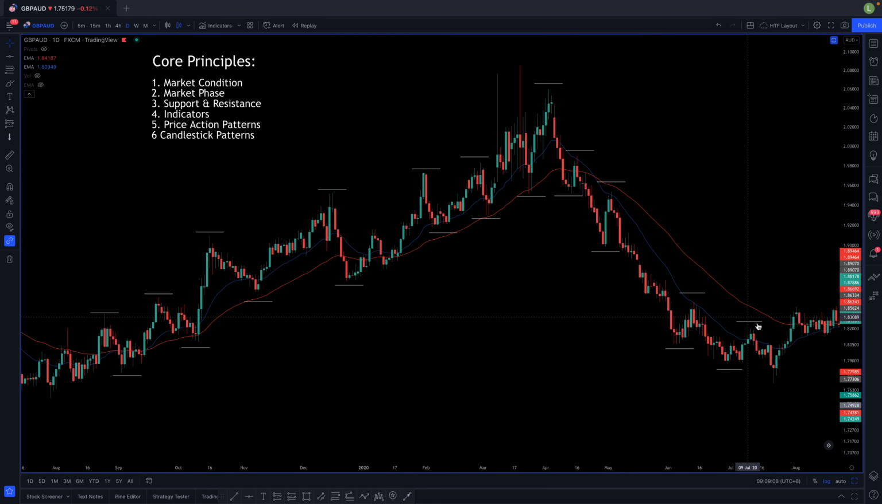Now, the 50 EMA does the same thing. It's just a little bit behind. These are great, what we call dynamic support and resistance, because oftentimes price does reject them, or at least the zone between them. So we can see here, bounce, bounce, bounce, bounce. Very similar to what we saw with that support and resistance line.